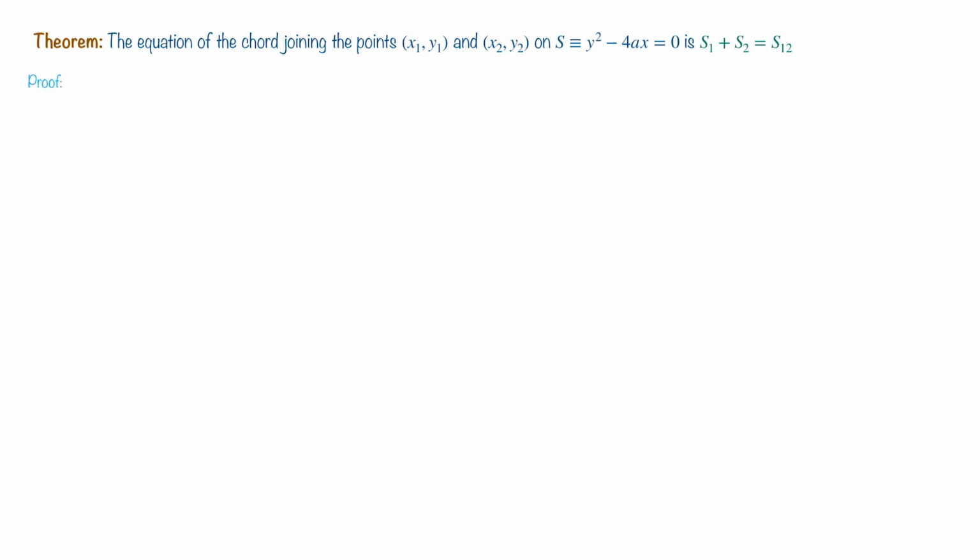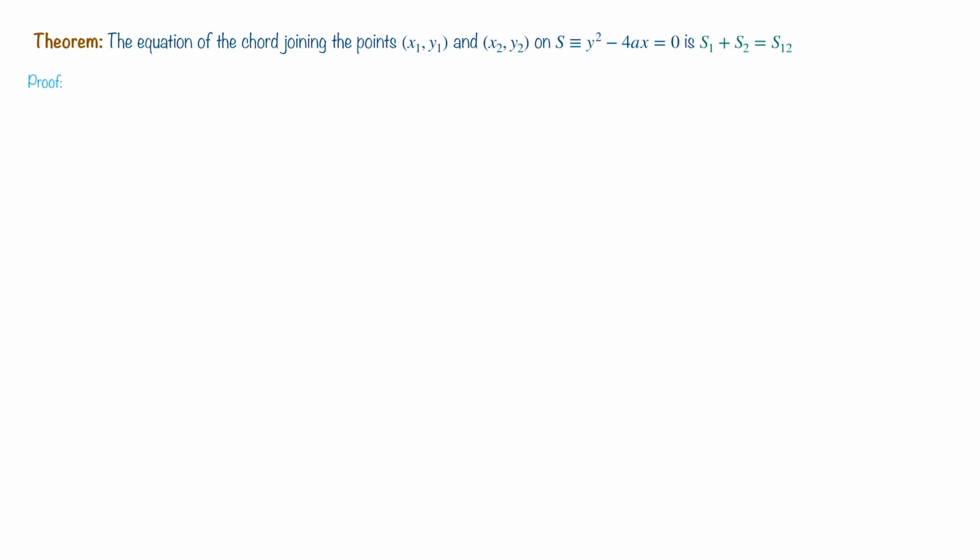What we do is, first we will show that this S1 plus S2 equal to S12 is in fact a line equation by showing that it is a first degree equation in x and y. Then we will show that this line equation will satisfy these two given points x1, y1 and x2, y2 on this parabola. So that's why this S1 plus S2 equal to S12 must be a chord equation, or you should rather say secant equation, joining the points x1, y1 and x2, y2 on this parabola y square equal to 4ax.